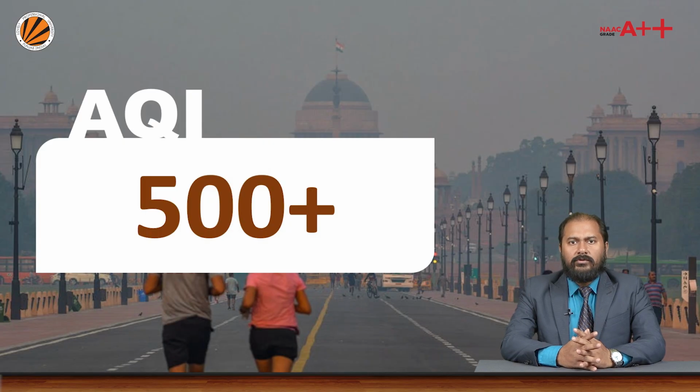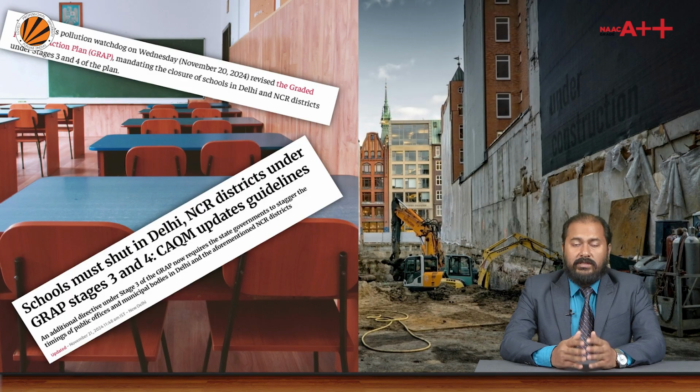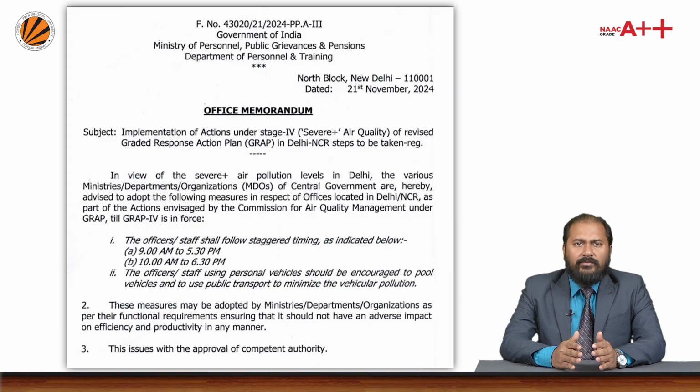On 19 November 2024, the air quality index in Delhi crossed 500, which was classified as severe by the Central Pollution Control Board. The schools were closed, traffic movements were restricted, construction activities were stopped, and even public health warnings were issued by the authorities. But how was that level of severity determined?